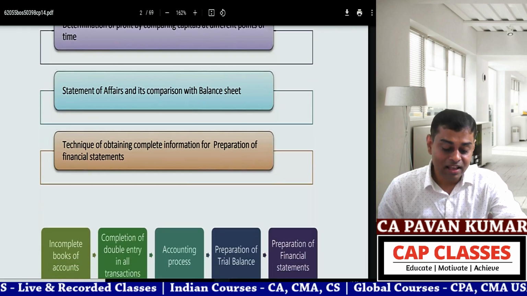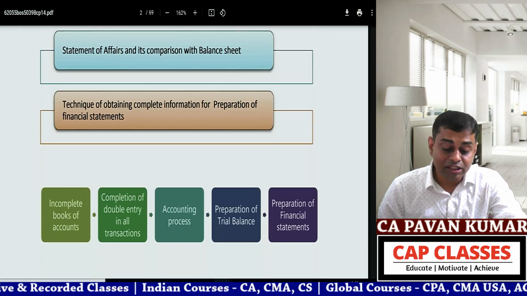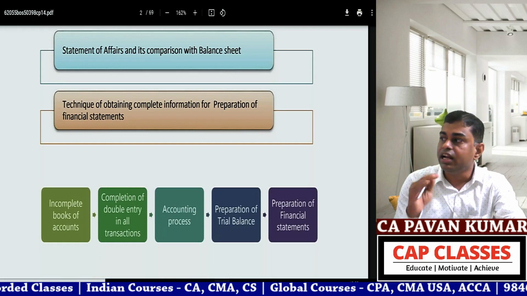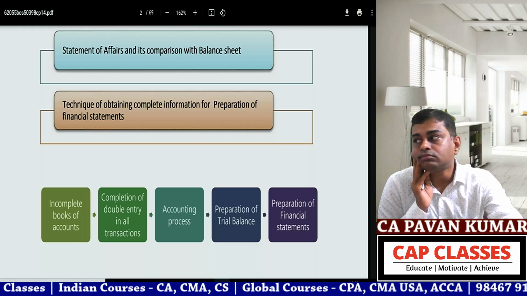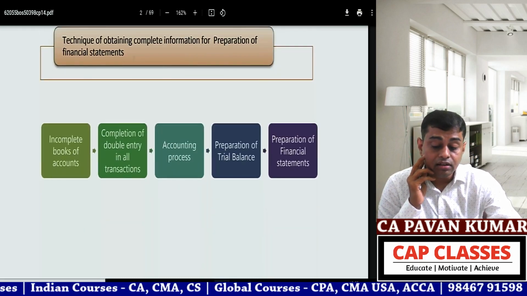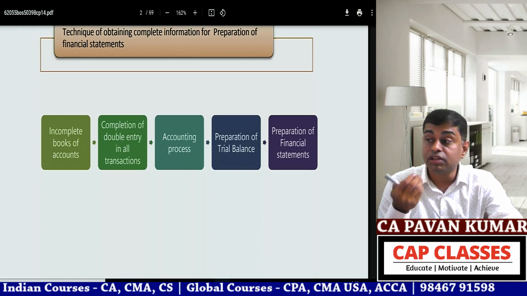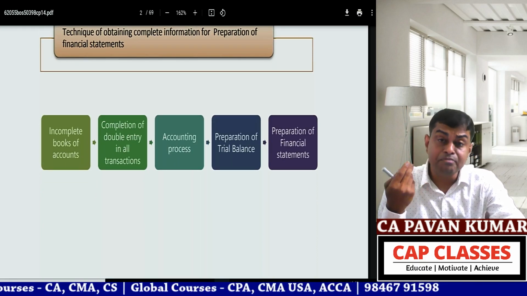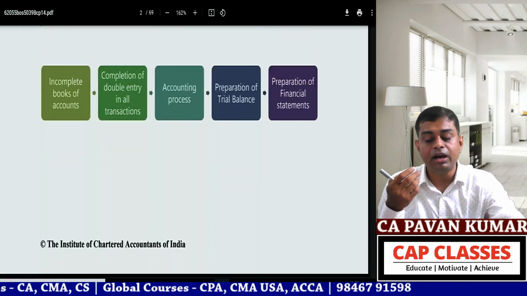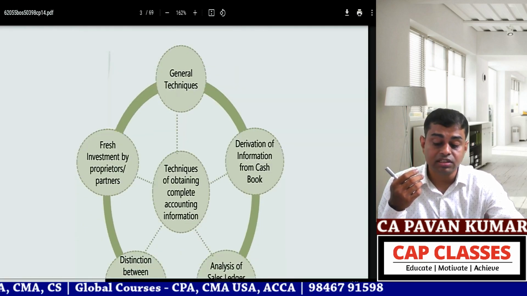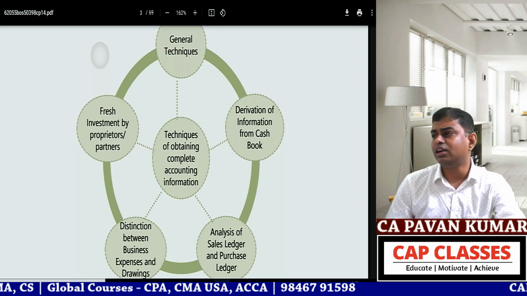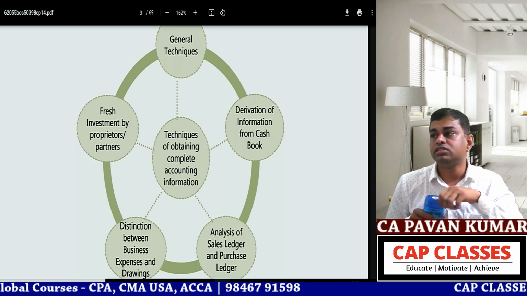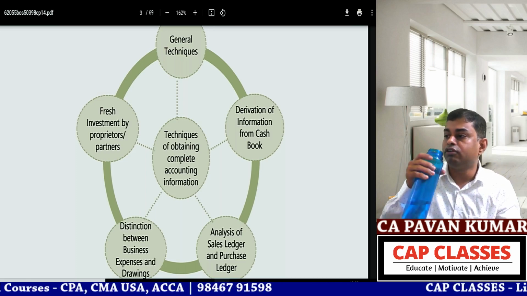Okay, so the technique of obtaining complete information for preparation of financial statements, which is the last step. Finally, you prepare financial statements. Then they are giving you the process. Incomplete books of account will be there. Completion of double entry in all transactions is what you want. The accounting process is to be followed: preparation of trial balance, and finally financial statements. They have given some general techniques, which I'll explain practically with the help of some problems. Just read this and then we'll go forward.